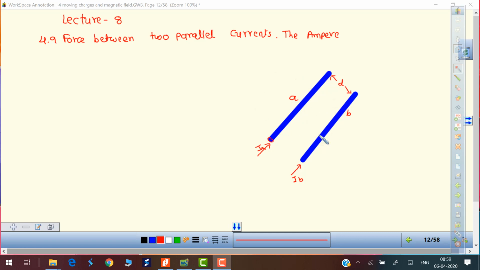So one conductor produces a magnetic field nearby, and in that field produced by A, we place one more conductor. So naturally there must be a force, and it is expected. So what is the force between these two conductors and what is the direction? In this lecture we discuss this.